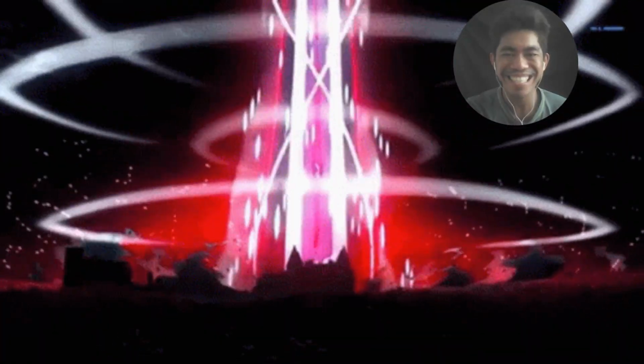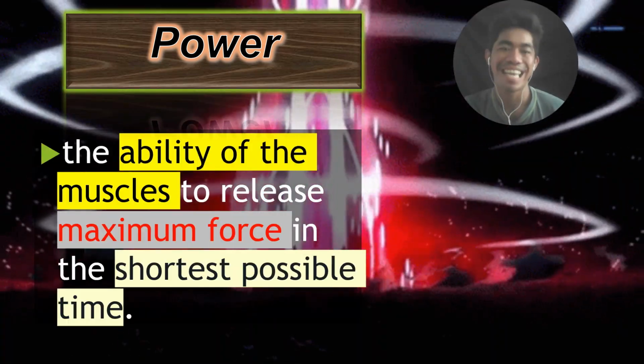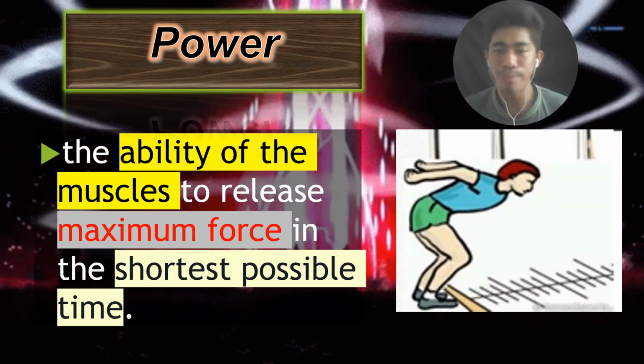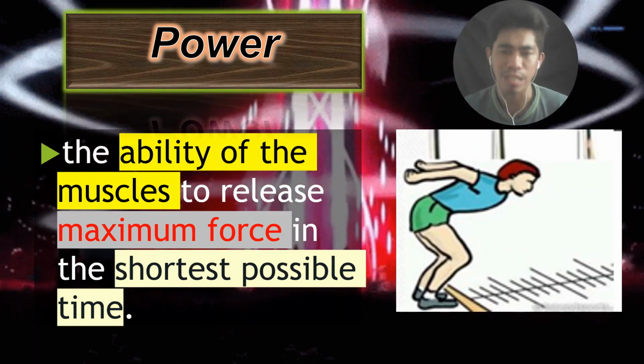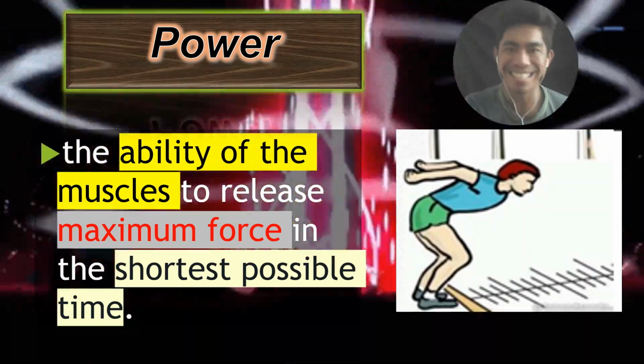What really is power? Power is the ability of the muscles to release maximum force in the shortest period of time. An example for that is the standing long jump. When you do the standing long jump, you must do it in a short period of time, and you must use your full force in jumping so that you can reach a far distance.